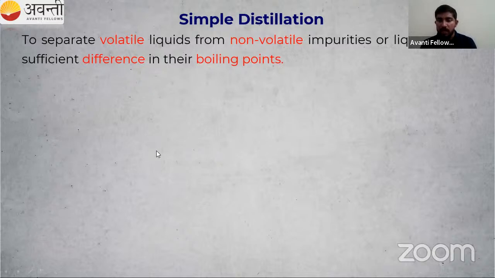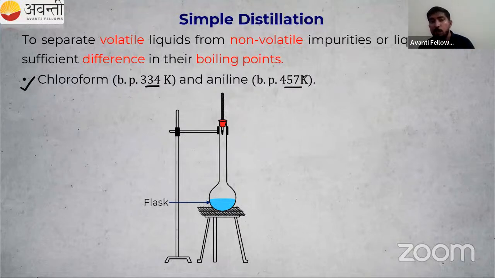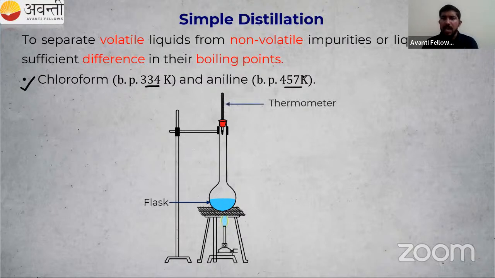So what is happening in simple distillation? This example is very, very important. In simple distillation, we have chloroform, 334, and aniline. You know how to write the structure of aniline. 457 Kelvin, there is a large difference in their boiling point. So we can separate them using simple distillation. So an example for you, that is chloroform and aniline.